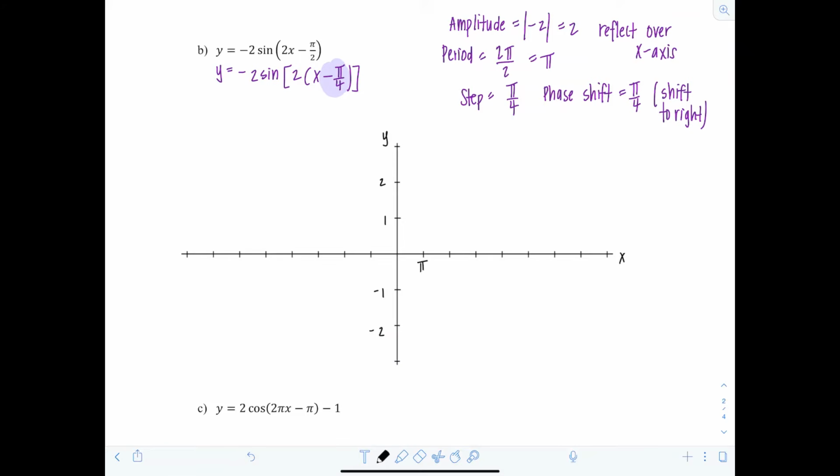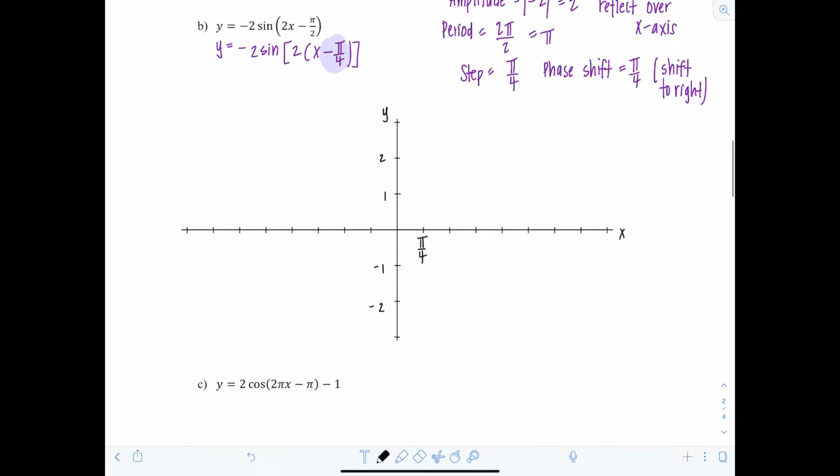So the first x value I'm going to label as pi over 4, and then the step is also pi over 4. So from here I'm going to add another pi over 4. 2 pi over 4 is pi over 2. Add another pi over 4, 3 pi over 4. Add another pi over 4, we're at pi, and 5 pi over 4. So that's one period. I have 5 points. I asked for 2 cycles.